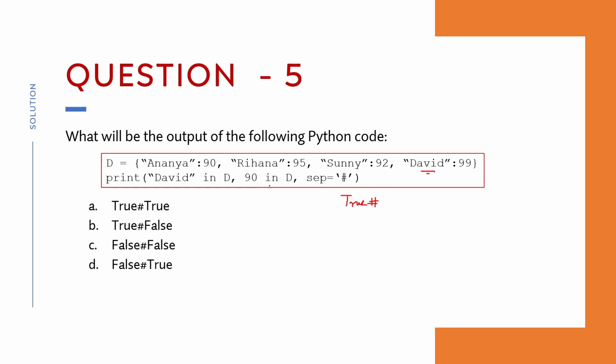Now it is asking 90 in D. That means it is asking whether 90 as a key is available in the dictionary or not. तो in this case it is false. ध्यान दीजिएगा, हमने अभी आपको बताया कि डिक्शनरी के अंदर आपकी इंटीजर इंडेक्सिंग नहीं होती. फॉर इंडेक्सिंग इट फॉलोस कीज.